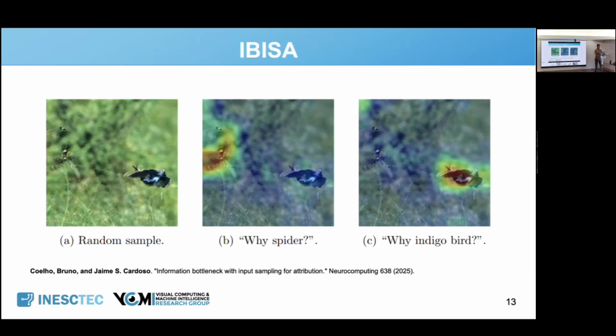So this is the kind of explanations that we have. These are for classification models again. We have an image that has a spider and a bird, and you see that by changing the target in the cross entropy loss, you can identify why the model classifies it as a spider or as an indigo bird.